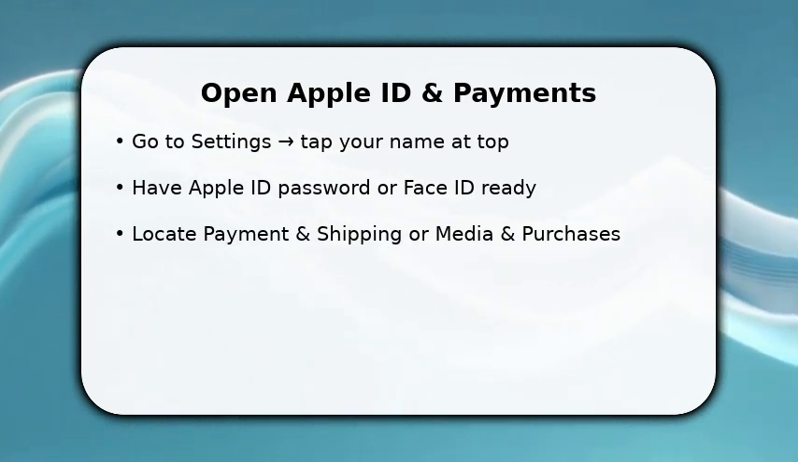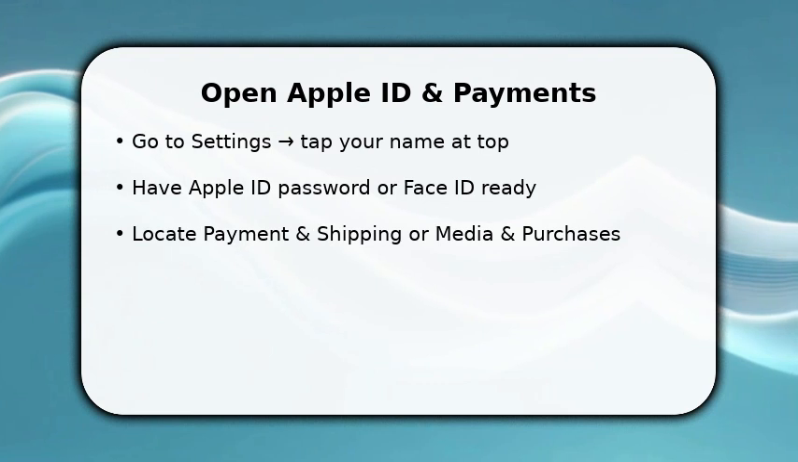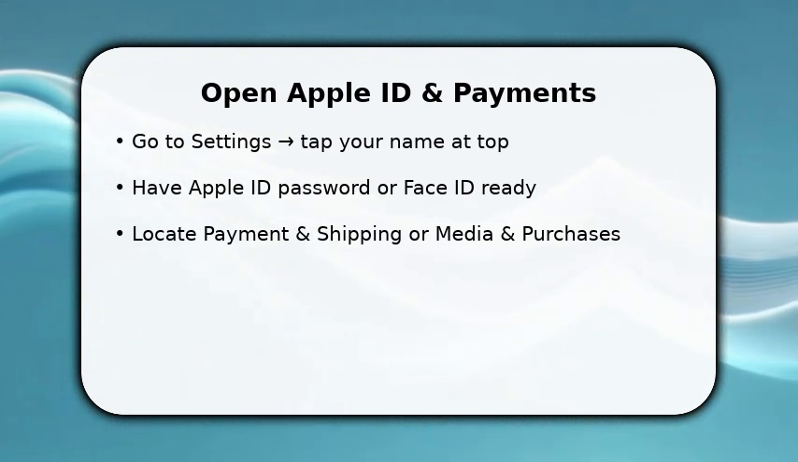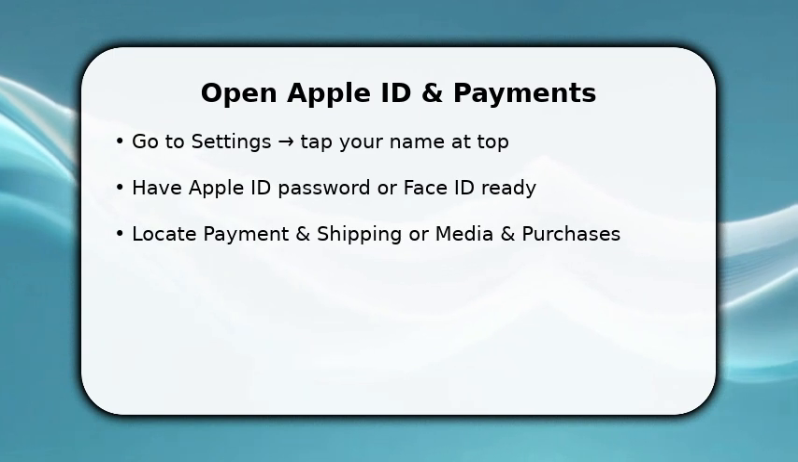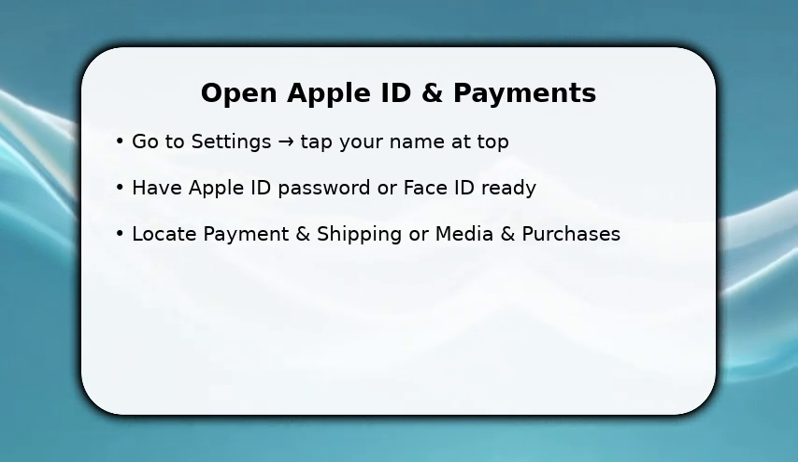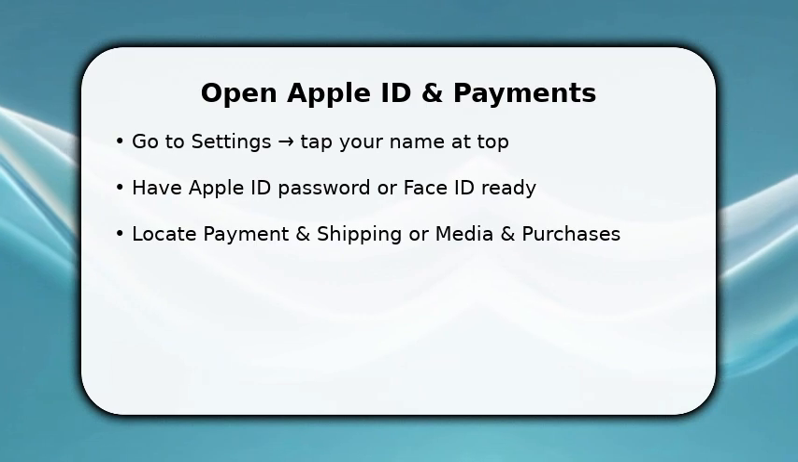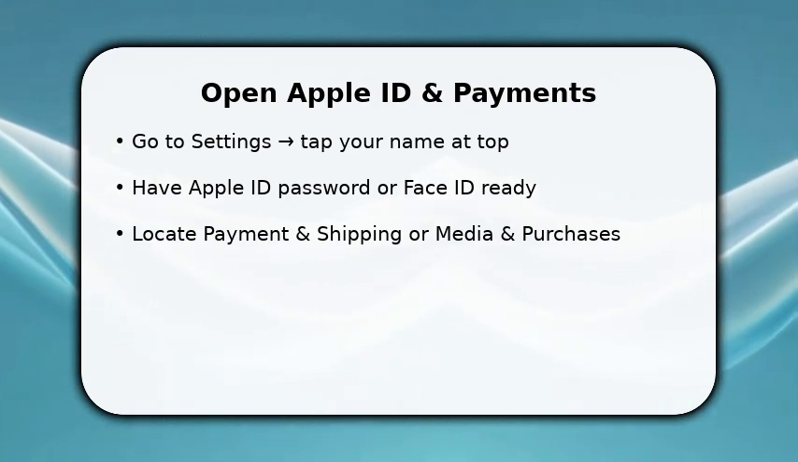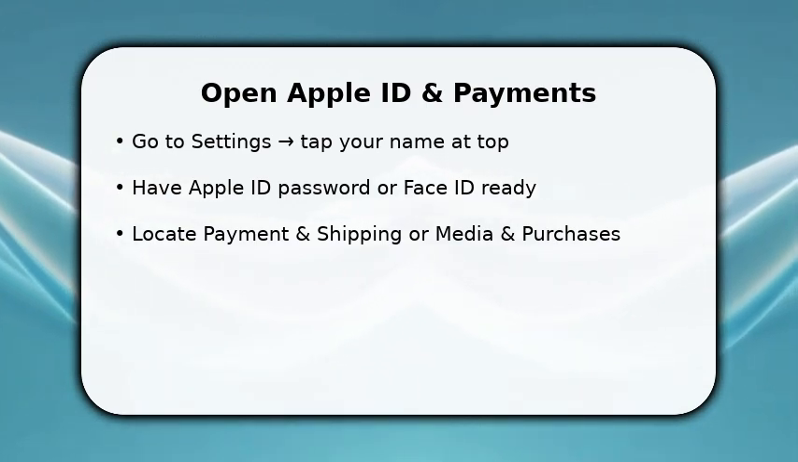Next, select Payment and Shipping. If you don't see it, open App Store, tap your profile, then Manage Payments. This gives you direct access to billing methods and addresses. Make sure cellular or Wi-Fi is active, so the device can fetch the latest account data before you continue.